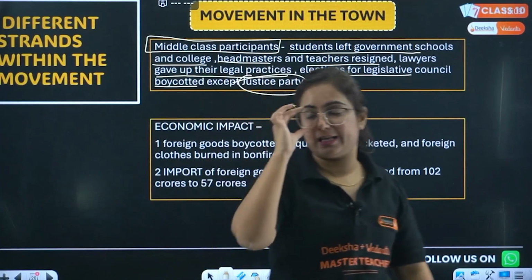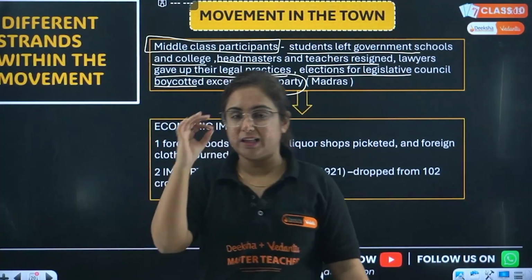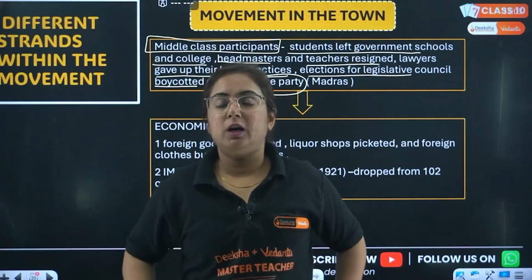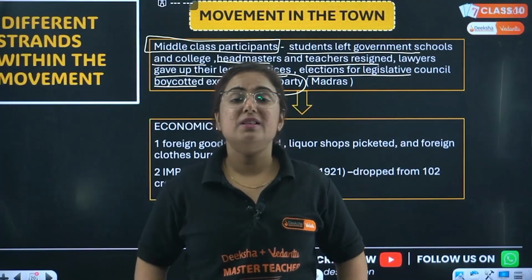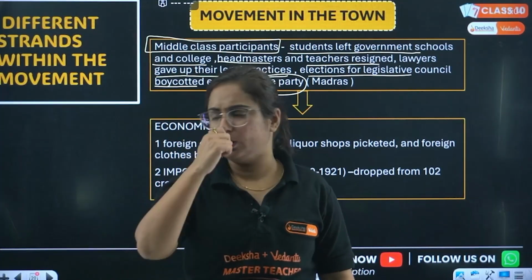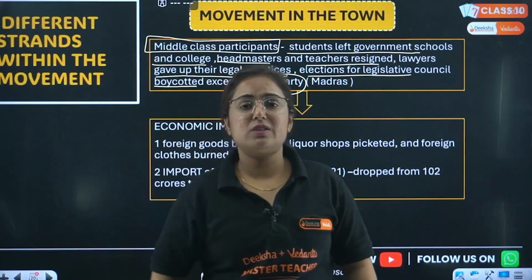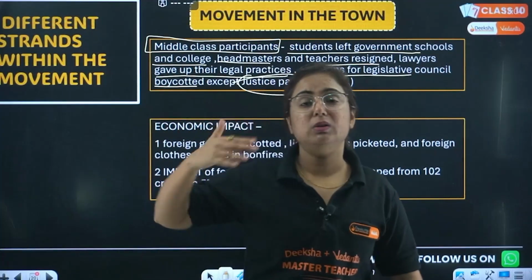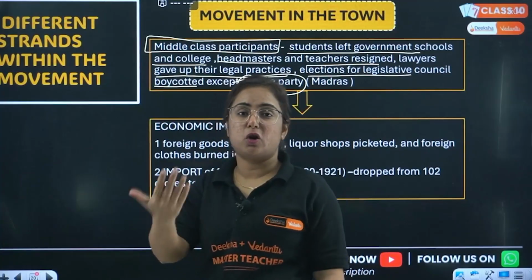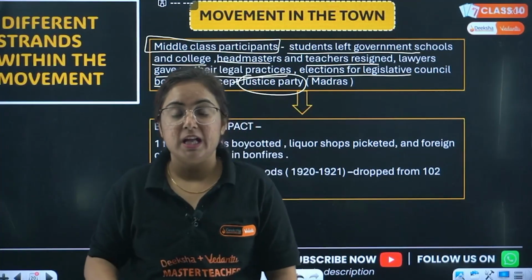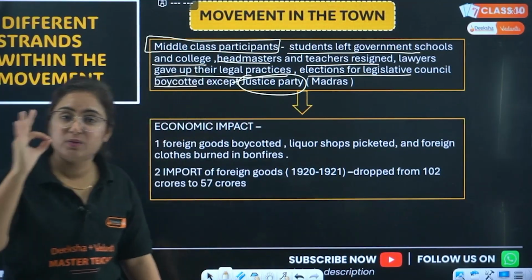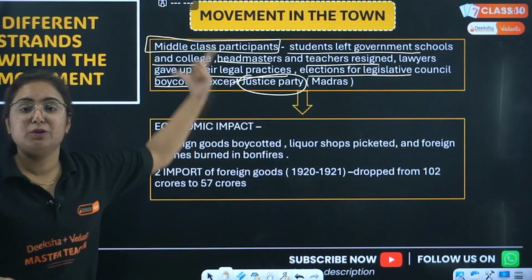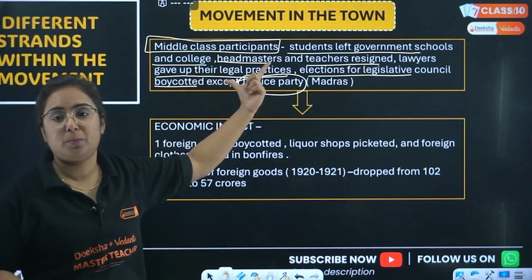Bonfires were organized, with people taking foreign clothes and burning them in bonfires. Outside the shops of foreign liquor, women at that time were in lower concentration, but picketing was done, and this is how resistance was shown in the non-cooperation movement. Do you know that its impact was actually great? And here the question comes: what was the economic impact of the movement in the town?